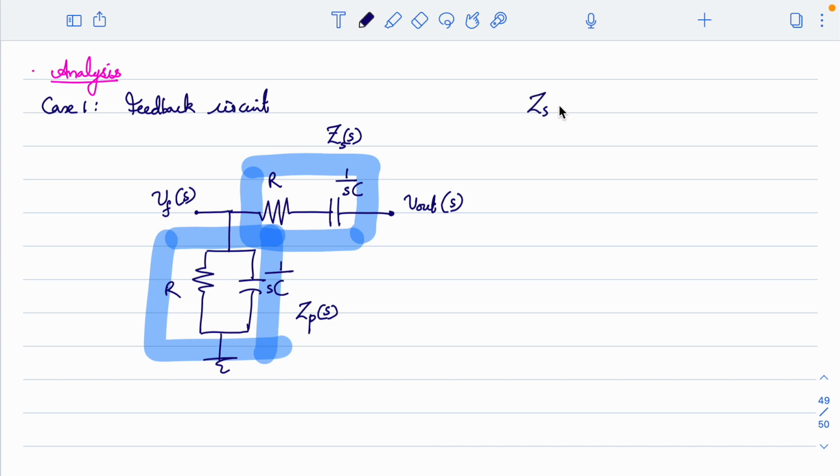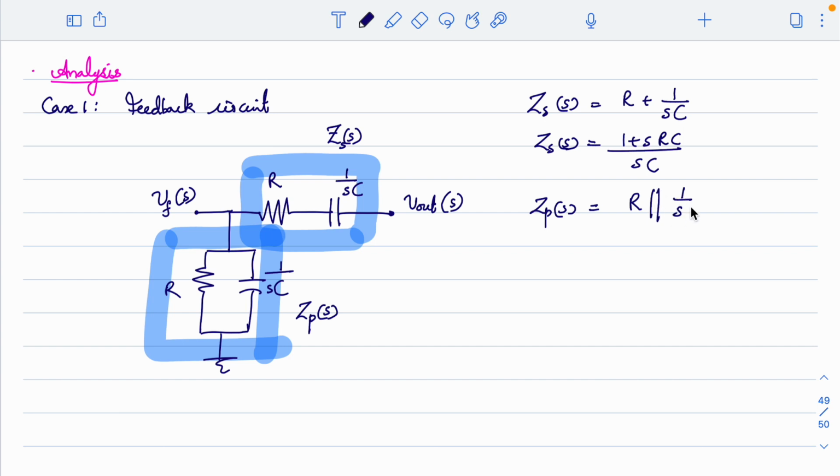Now what is ZS, the series impedance? It is R plus 1 by SC, or this can be written as (1 plus SRC) divided by SC. This is your series impedance. What is the parallel impedance? Parallel impedance is R parallel 1 by SC, which can be written as R into 1 by SC divided by R plus 1 by SC, which can be further written as R by (1 plus SRC). This is the parallel impedance.